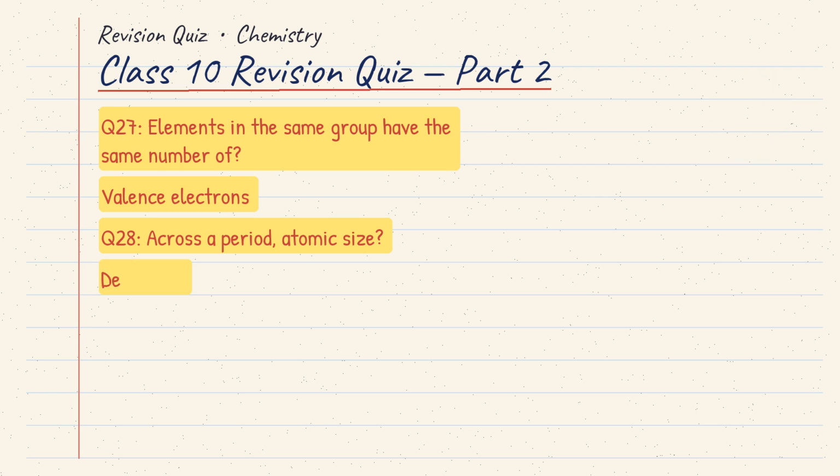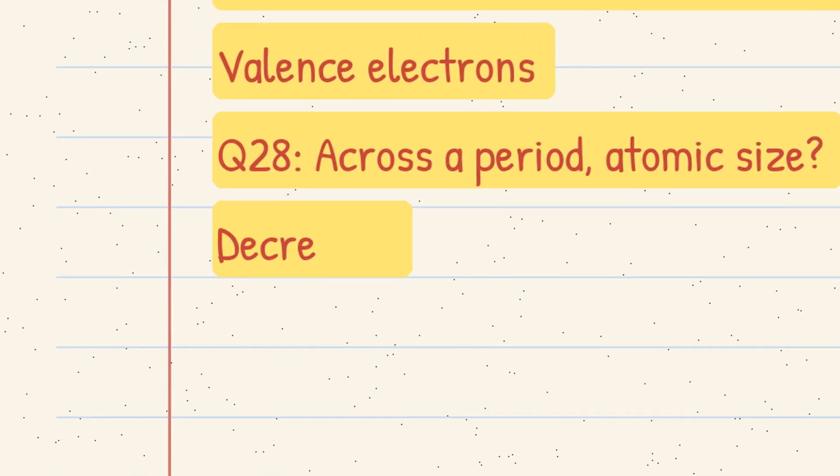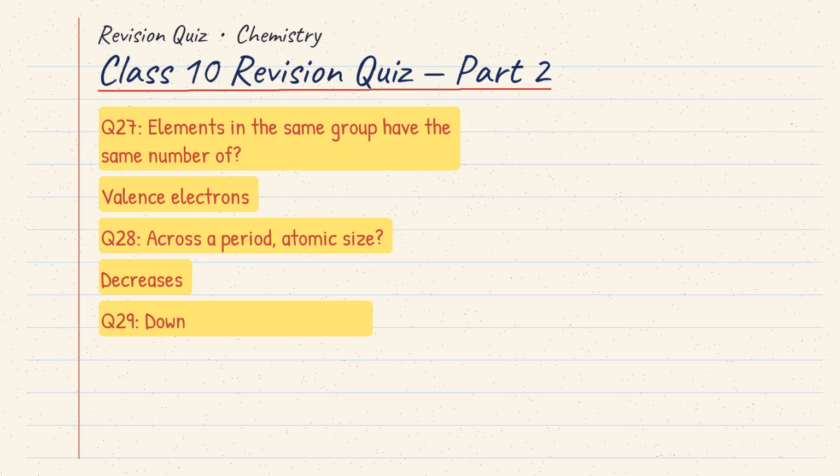The answer is decreases. The nuclear charge pulls electrons in. Question 29. Down a group, atomic size?